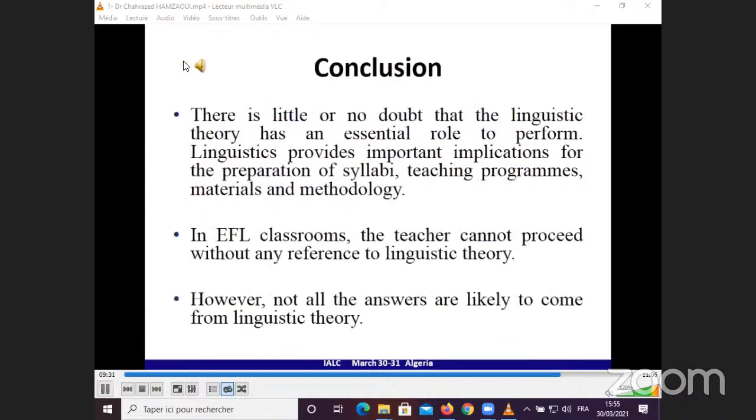By way of conclusion, I'd like to say that there is little or no doubt that linguistic theory has a significant role to perform. Linguistics provides an essential education for the preparation of pedagogy, teaching programs, materials, and methodology. In the classroom, the teacher cannot proceed without any reference to linguistic theory. However, not all the answers are likely to come from linguistic theory itself.